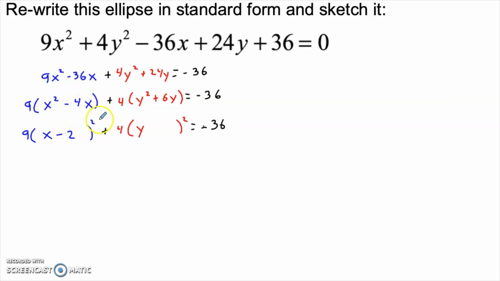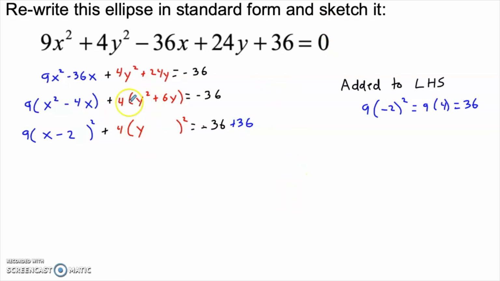When I replace this x squared minus 4x with x minus 2 quantity squared, I've actually added a 2 squared times 4 to the left-hand side. So I've actually added 9 times negative 2 squared, which is 9 times 4, or 36, to the left-hand side. In order to balance that out, I must add 36 to the right-hand side.